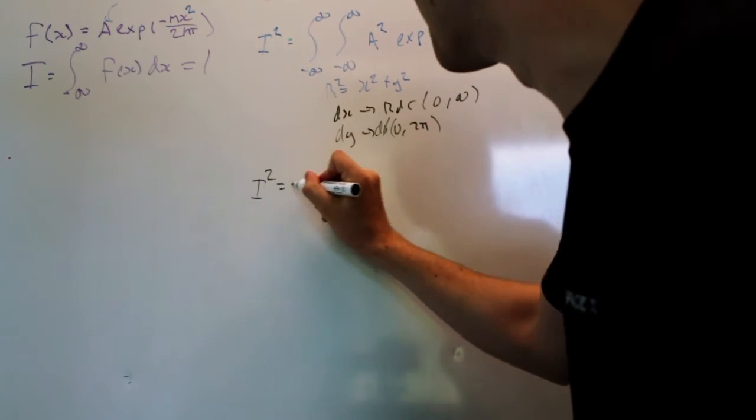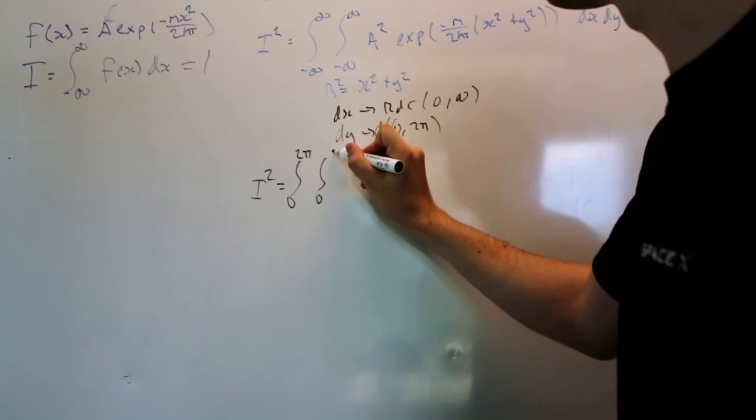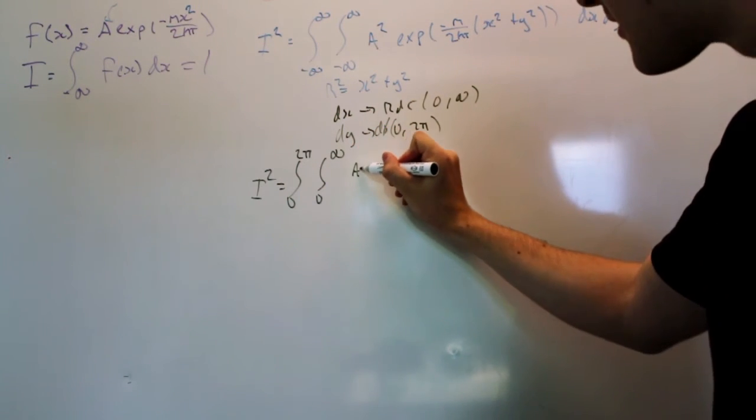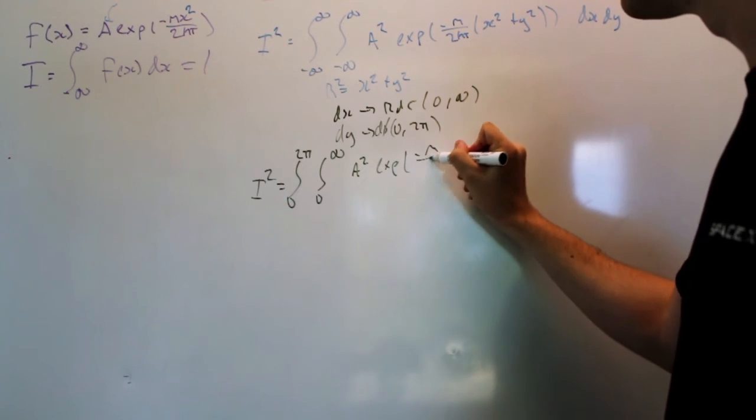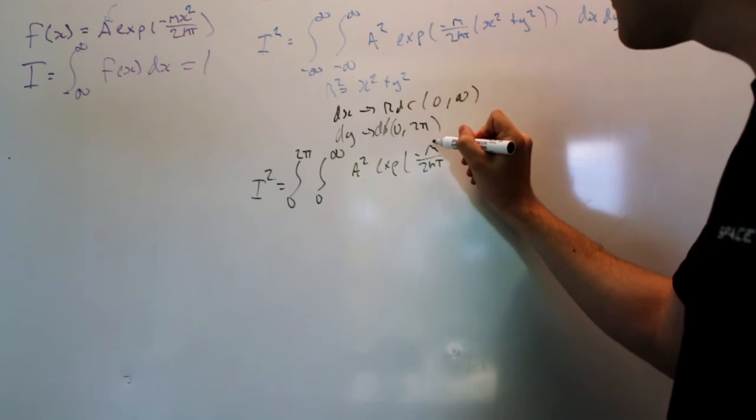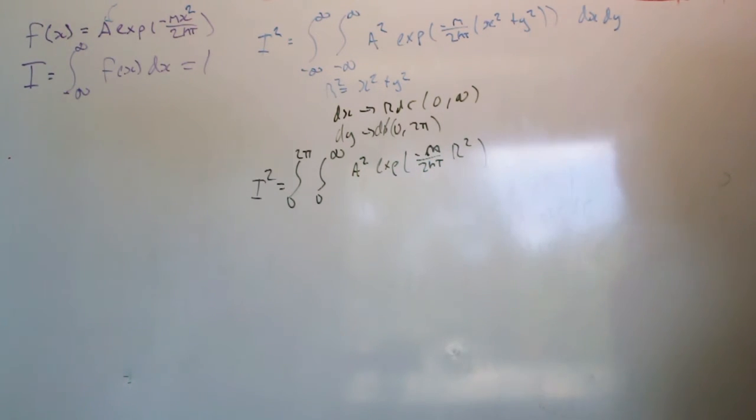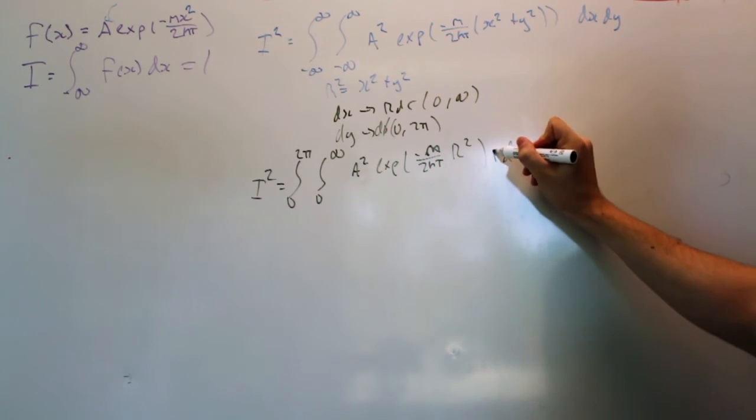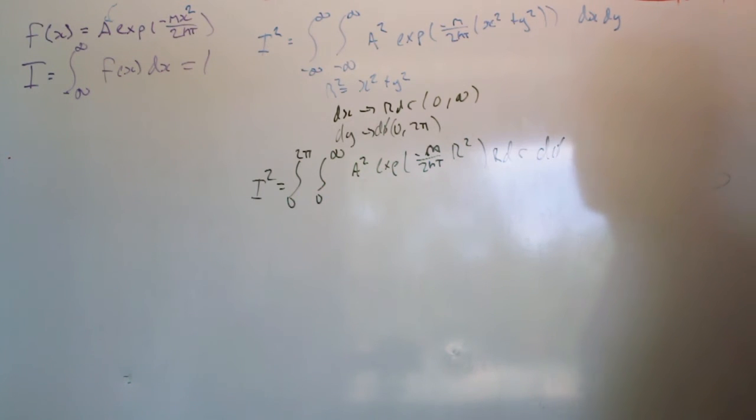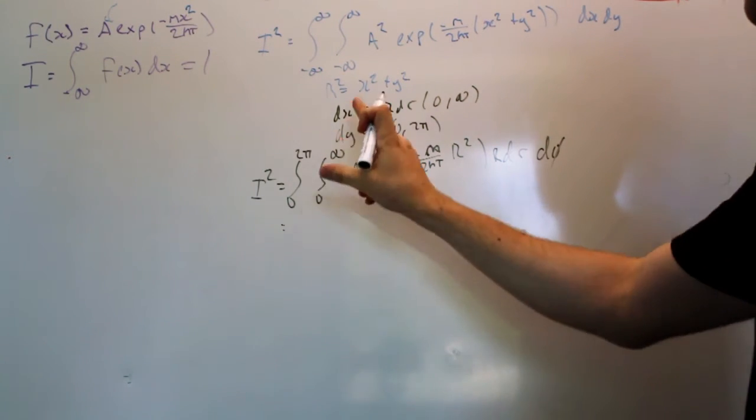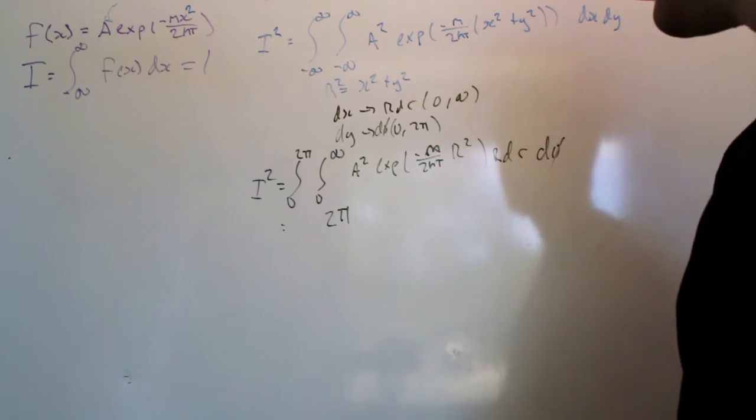And so we take our integral squared and we get the integral between 0 and 2 pi, integral between 0 and infinity, keep our a squared, and we now just have something a little bit easier to look at. Negative m on 2kT, that's an m, times r squared, dr, d phi. And so our phi integral is pretty easy to compute because it's just the integral from 0 to 2 pi of d phi, and so you just get 2 pi from that.